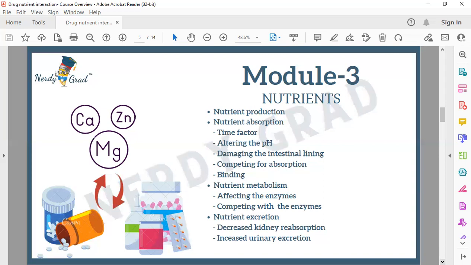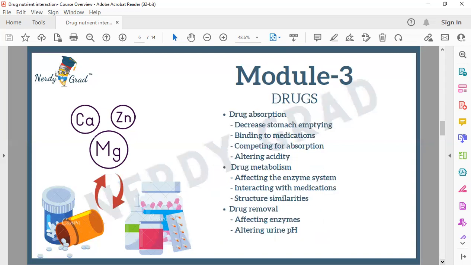Now, under the same topic, we'll see how drugs are getting absorbed, how drugs are getting metabolized, and drug removal. So the topics under drug absorption are decreased stomach emptying, binding to medications, competing for absorption, and altering acidity. And during the metabolic stage, under drug metabolism, we'll be touching upon affecting the enzyme system, interacting with medications, and structural similarities. And drug removal, again the elimination, affecting enzymes and altering the pH.